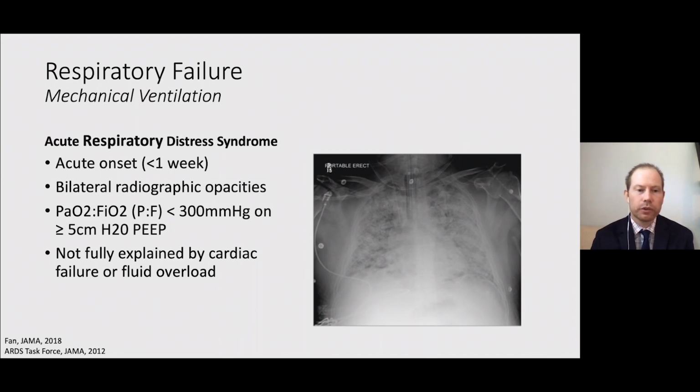And if you recall from the Berlin definition, it's defined by the presence of bilateral radiographic abnormalities and a P/F ratio of less than 300. And just as a refresher about the P/F, that's the PaO2. So let's just say that the PaO2 is 100 divided by the FiO2 as a decimal. So if the PaO2 is 100 and the FiO2 is 50% or 0.5, then the P/F ratio is 200. And it can't be fully explained by cardiac failure or fluid overload.